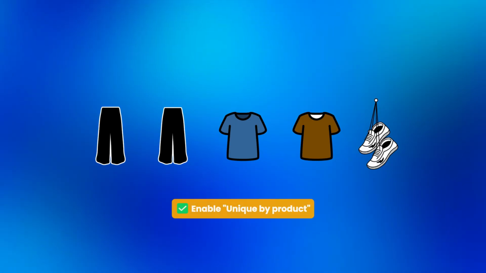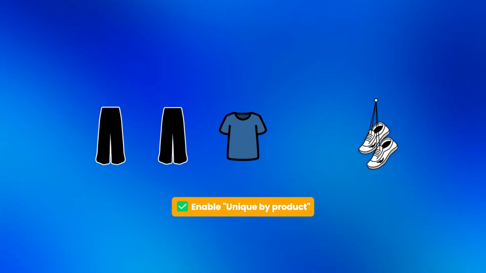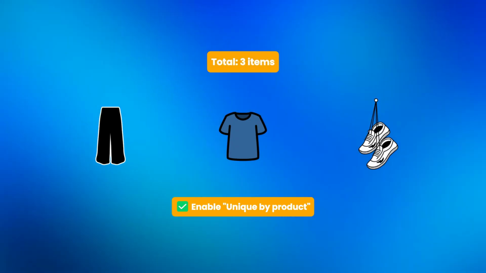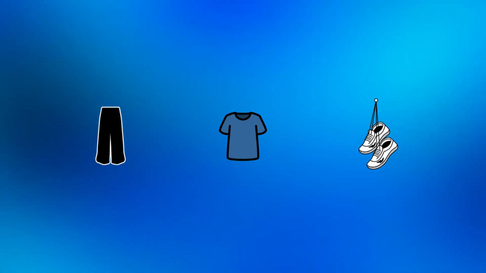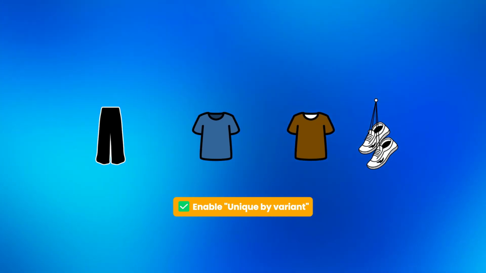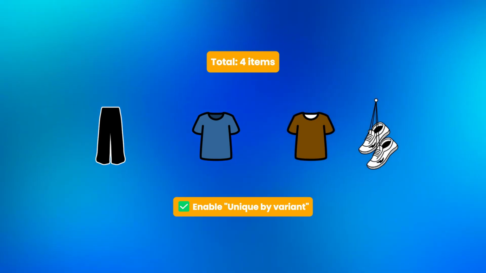But if you enable Unique by Product, things change. The 2 t-shirts count as one product type, and so do the 2 pants. Therefore, your total becomes 3 items: pants, t-shirts, and shoes. And finally, if you choose Unique by Variant, each variant counts separately. The 2 long pants will count as 1, so your total is 4 items.